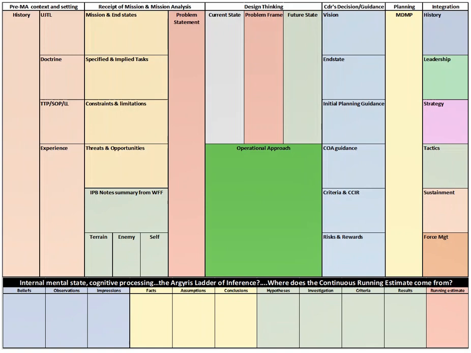I want to walk you through a mind map integration of the military cognitive processing that I see going on in my own head, in the minds of staffs that are doing collaborative planning, and in the mind of a commander who's trying to develop his own estimate of the situation in order to give good guidance and directives to the staff and subordinates.